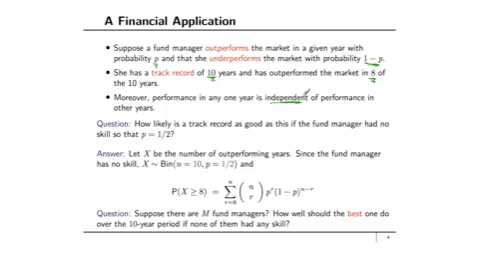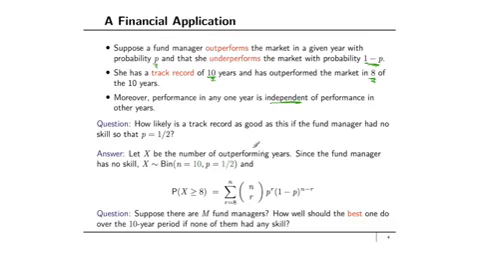How likely is a track record as good as this, i.e. outperforming 8 years out of 10, if the fund manager had no skill? And of course, if the fund manager had no skill, we could assume maybe that p is equal to a half. Okay, so actually we can answer this question using the binomial model, or the binomial distribution.